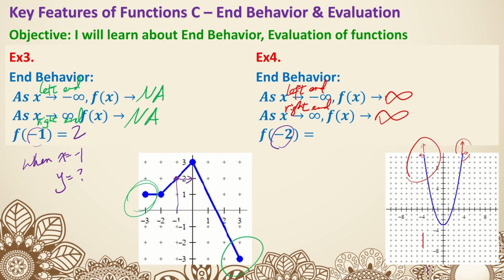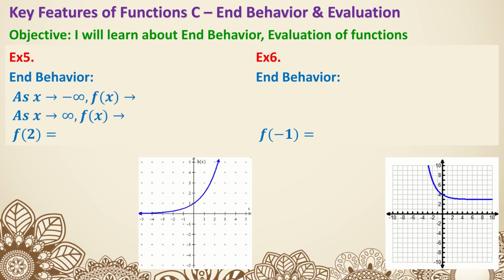f of -2, when x is -2, which is right here, well, it's only going up by this much. The value right there is at 1. So that's f of -2 equals 1. Next, example 5 and 6. So 5 and 6, same thing. You're going to practice writing the notation.